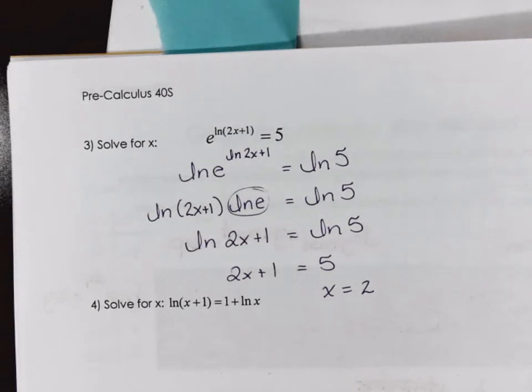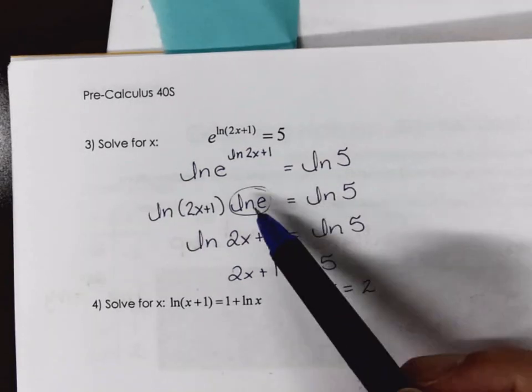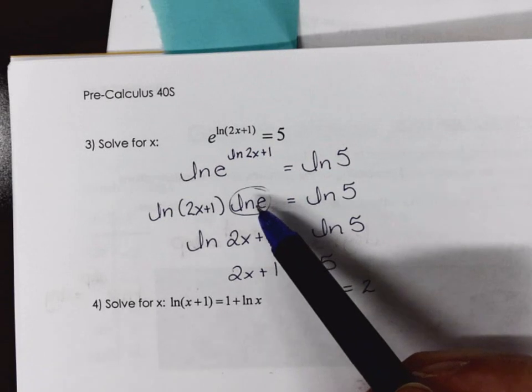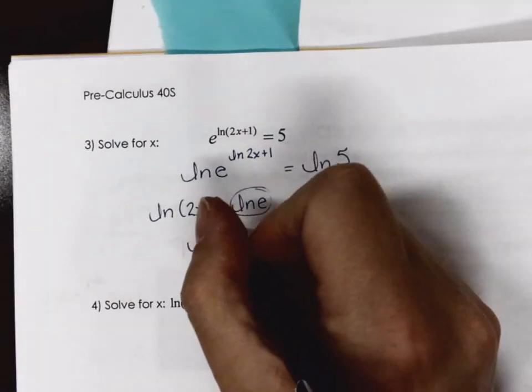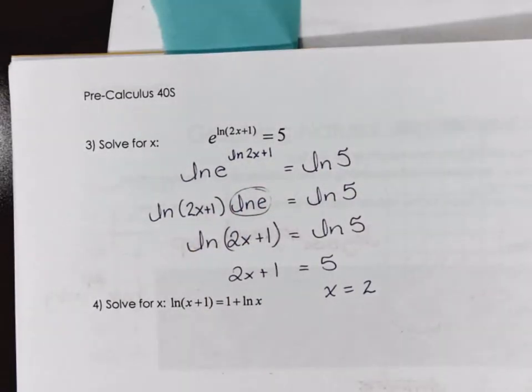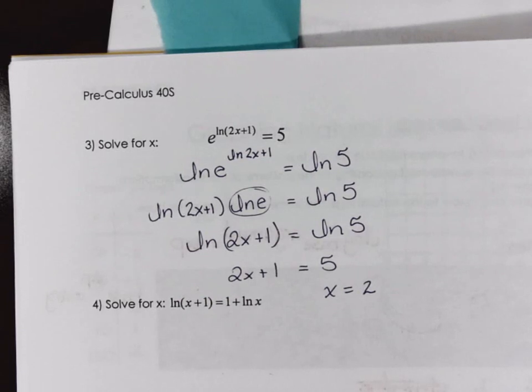That 2x plus 1 is my entire argument. I didn't do anything with that. I took the ln e and said that has a value of 1. And 2x plus 1 times 1 is still just 2x plus 1. Maybe putting brackets around that might make a little bit more sense. But when you have a single log on either side, that's when you just drop the logs.